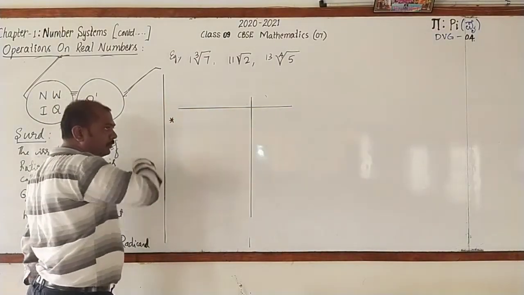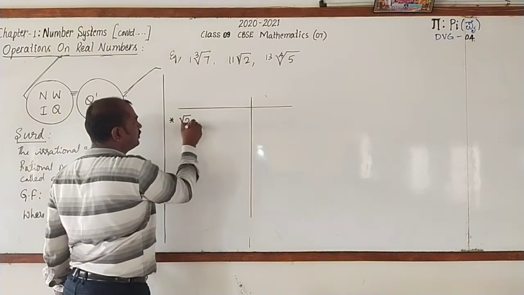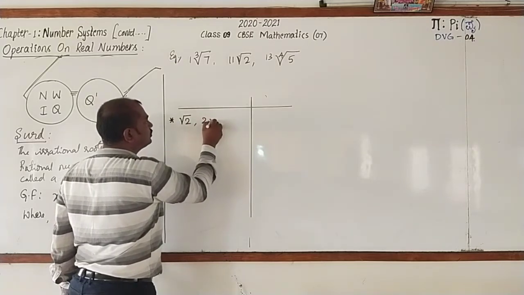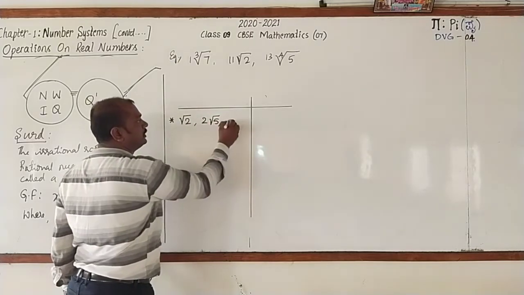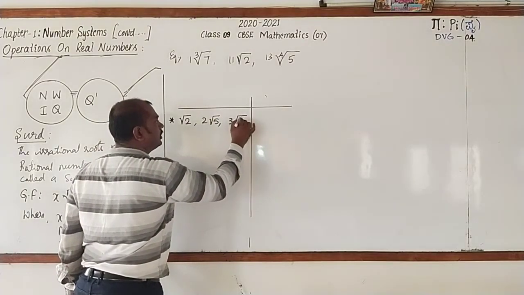Observe, in the first group, first column, it is square root of 2. This is 2 into square root of 5, 3 into square root of, again, 5.